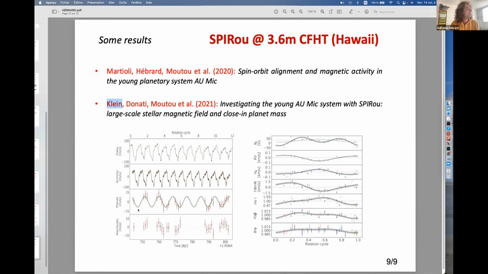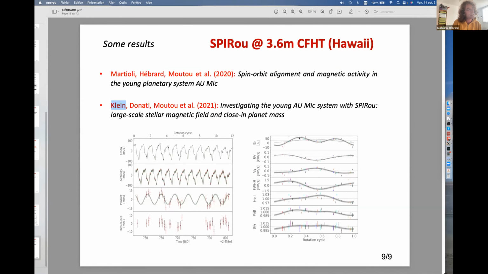We see the radial velocity here, the radial velocity due to the planet after correction of all the stellar effects. Here we can study the stellar effects, the stellar activity, also thanks to the fact that SPIRou is a spectropolarimeter, so we have polarimetry. We continue those programs, both with SOPHIE and SPIRou. Thank you for your attention.